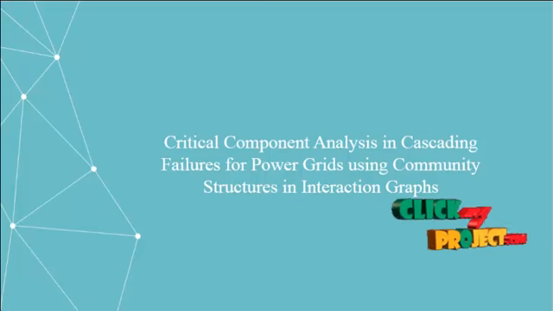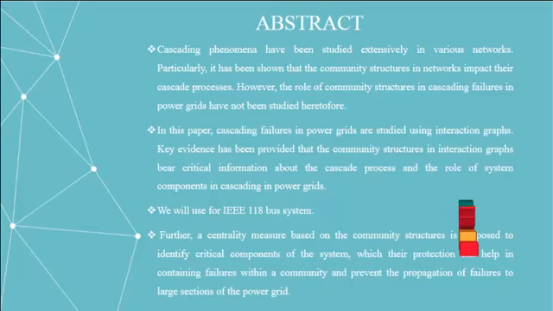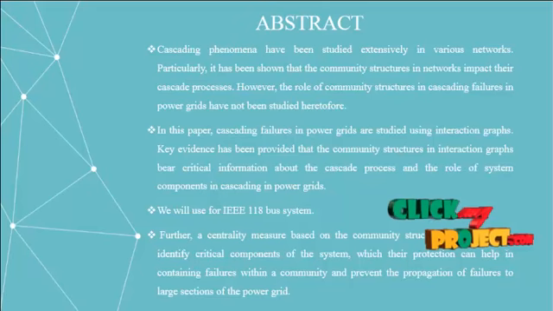Now we are going to discuss the product, critical component analysis in cascading failure for power grids using community structure in interaction graphs. Next we are going to discuss the abstract of our product. We use the cascading system of our power grids, and we take the IEEE 118 bus system. In this entire process we use power failure and community analysis to find them.